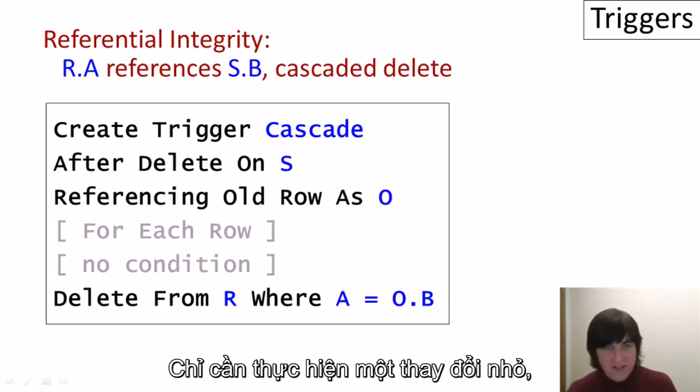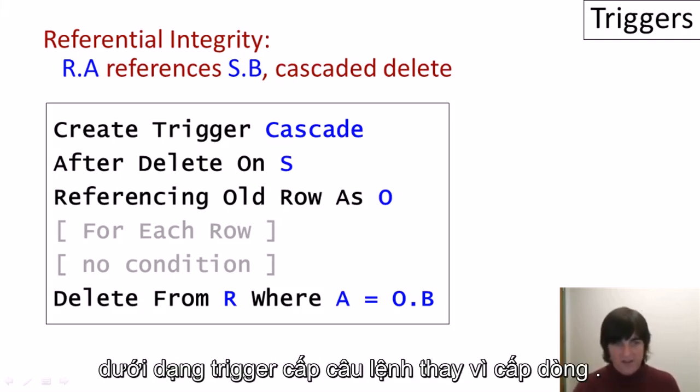Just as one little change, let's take a look at writing the same trigger as a statement level instead of a row level trigger.